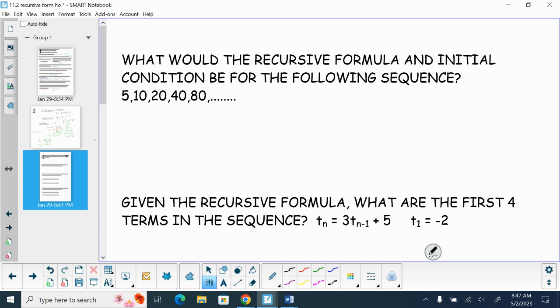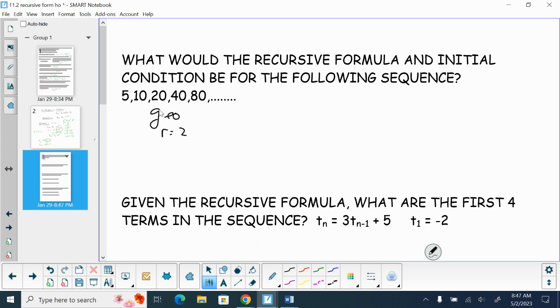Arithmetic or geometric? Rachel? Geometric. What's our common ratio then? The ratio is 2. Take a term, divide by the previous term: 10 divided by 5, 20 divided by 10.